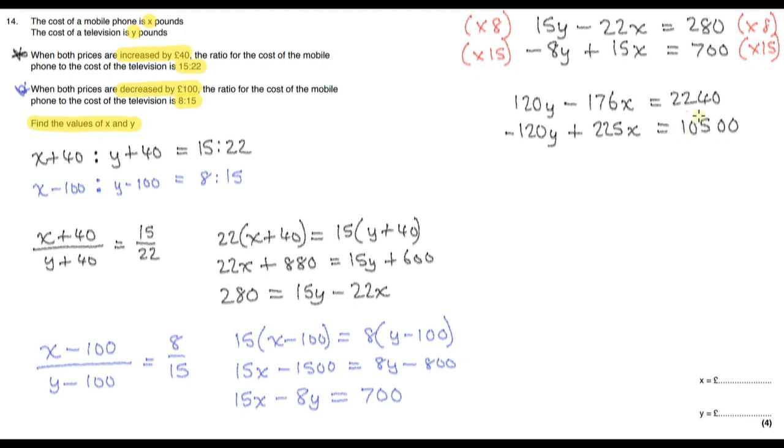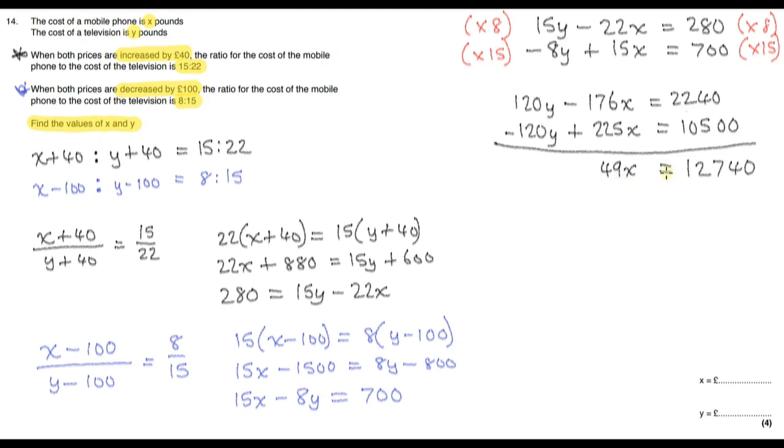10,500. Right, now what we're going to do with these equations, we're going to add them together, because if we add these together, that will get rid of the y's. So let's add these equations together. These will just cancel. 225x minus 176x, that's going to be 49x. And then add these together, that's going to be 12740. Okay, now we just need to divide by 49.